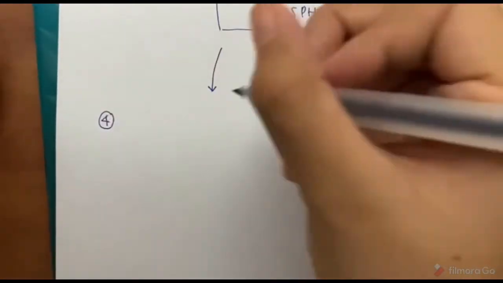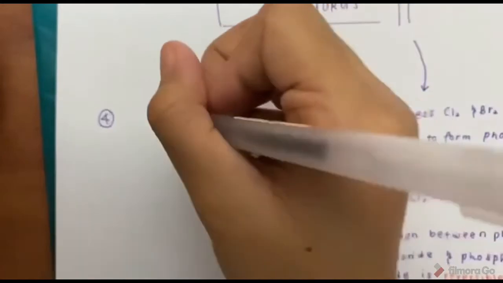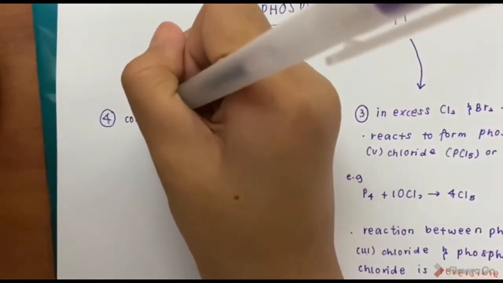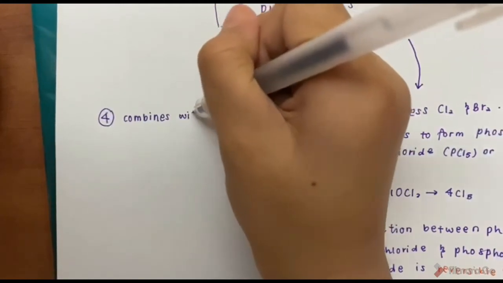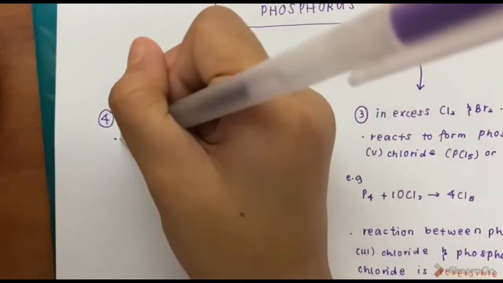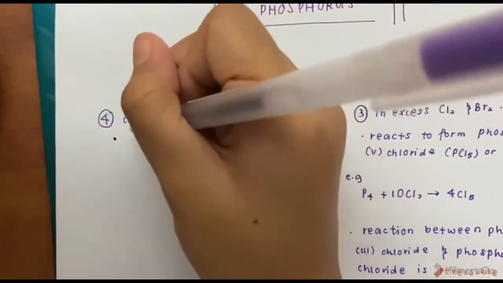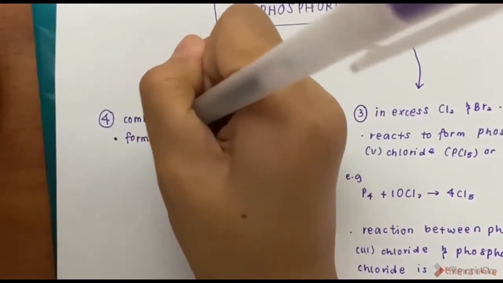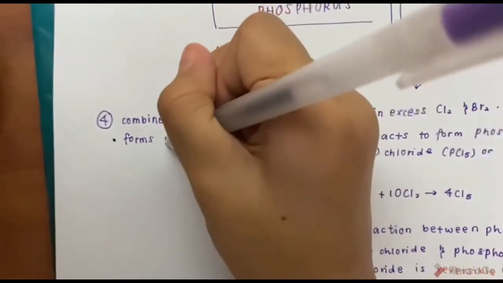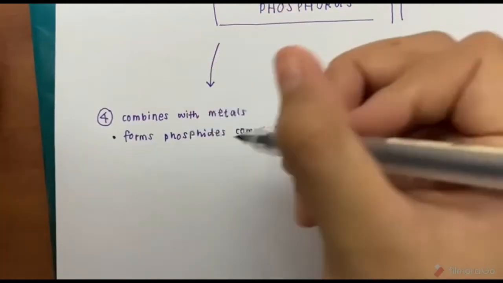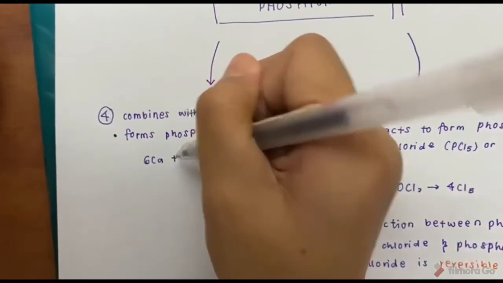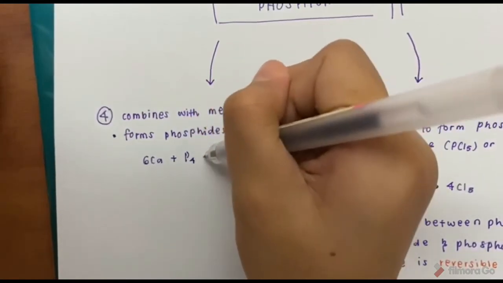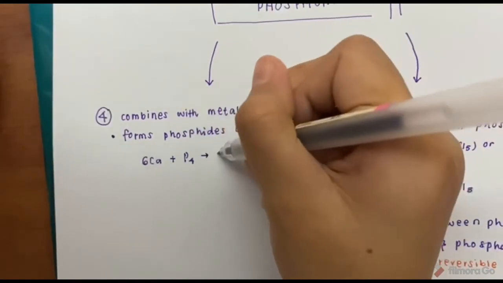For the last part, we will talk about combining phosphorus with metals, which will form phosphide compounds. The formula is 6Ca plus P4 forming 2Ca3P2.